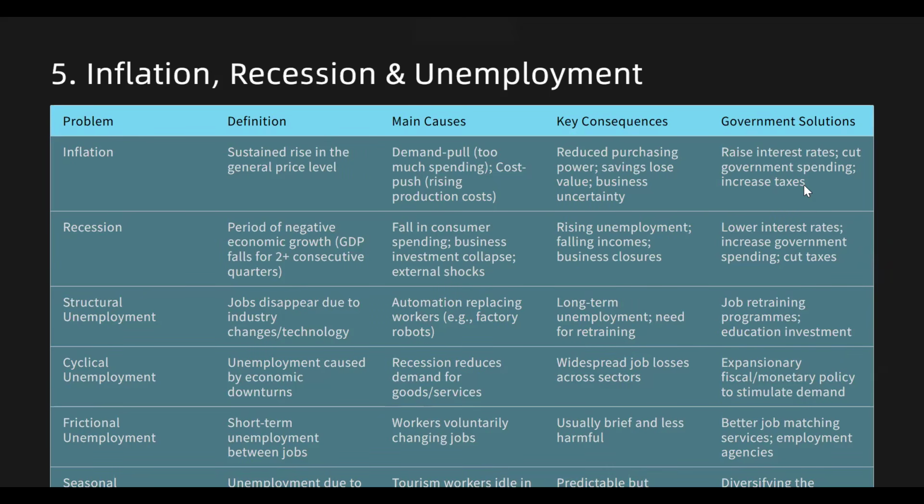A recession now. This is when we have economic decline. So we don't have enough spending going on. This could lead to unemployment. It could lead to people having less money. So what we do is the opposite. We lower interest rates. So now people could spend more. Or we lower taxes so people have more money.